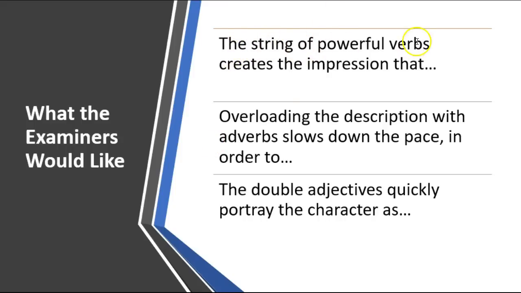The string of powerful verbs creates the impression that. And so then it's important that they're verbs because it's trying to create this powerful impression. Or overloading the description with adverbs slows down the pace. So then it's important that they're adverbs because that does slow down the pace. And then you're going to write in order to, why does the writer do this? Or you might find that the writer's using double adjectives each time they describe something. The double adjectives quickly portray the character as.